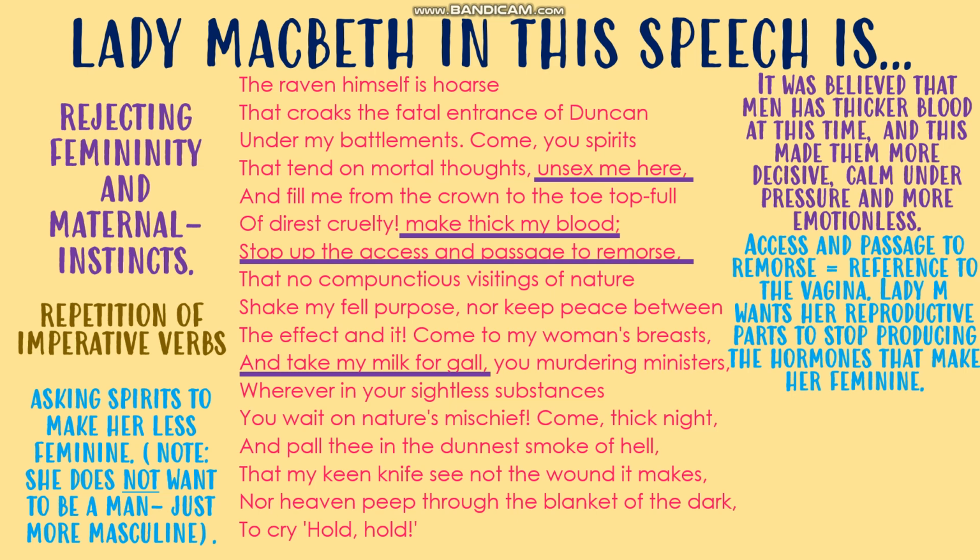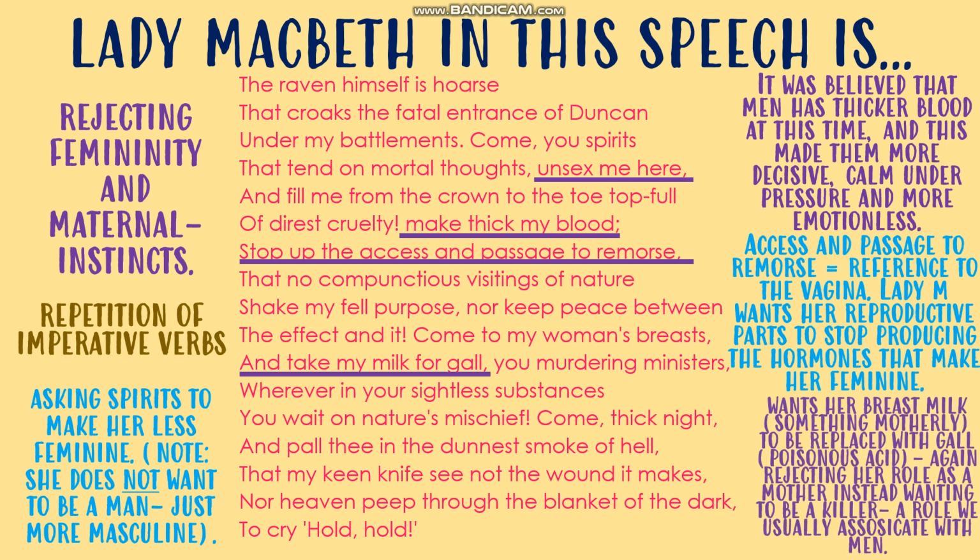What she's actually referring to there is a vagina. And she's saying she wants her reproductive parts to stop producing the hormones that make her this feminine way, makes her unpredictable, makes her too overly emotional and not calm under pressure. So she's actually asking for the access and passage to remorse, the vagina, to stop working.